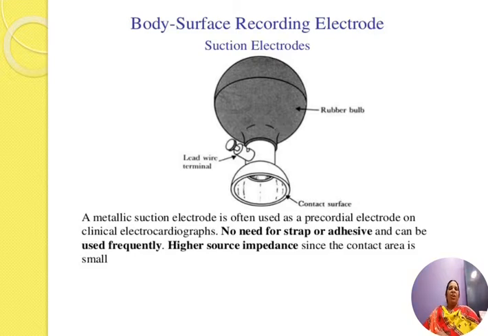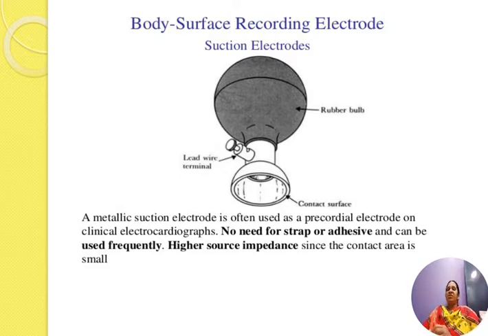So this is the figure of your suction cup electrode, a metallic suction body surface recording electrode. It is called a suction cup electrode. It has a semicircular metal contact surface with a lead wire terminal, and a rubber bulb is attached to this contact. A metallic suction electrode is often used as a precordial electrode in clinical electrocardiography. Mostly it is used in ECG monitoring.